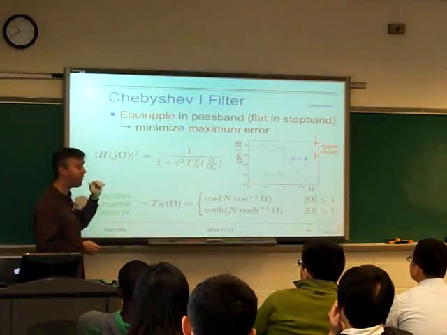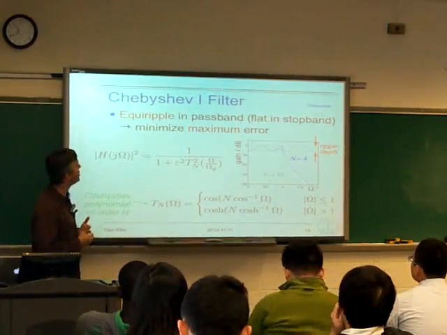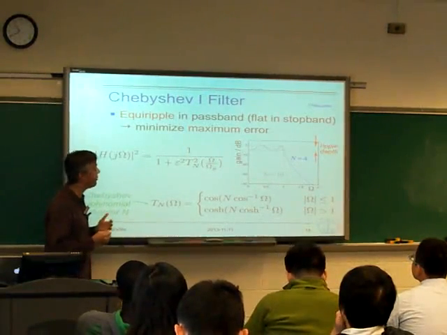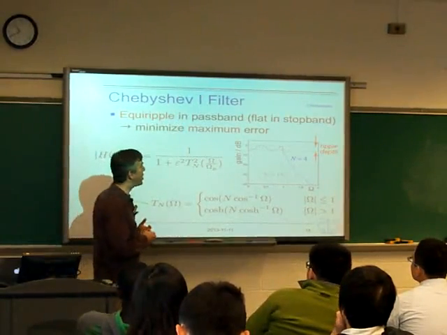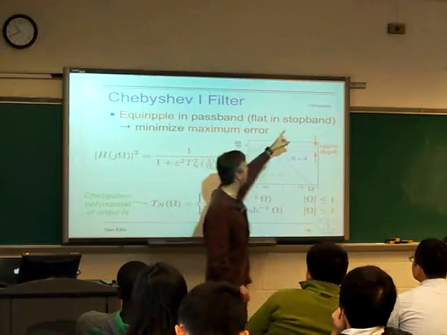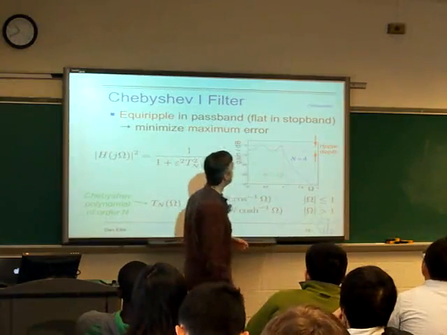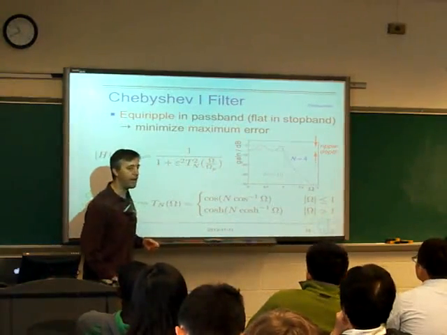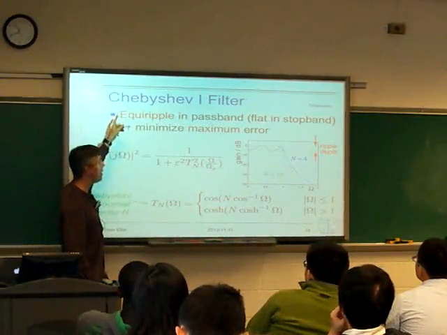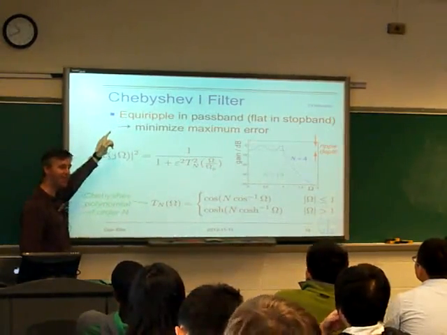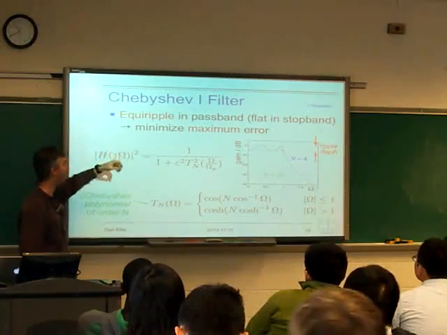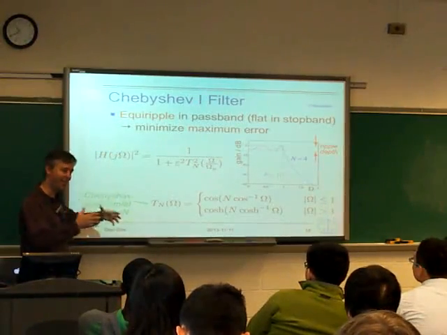Here we're going to have ripples in the pass band, and this is the Chebyshev 1 filter. Chebyshev was a Russian mathematician in the 19th century. This is his name in Cyrillic. Because of that, we can't quite figure out how to spell it in English, and this is how we do it now. But originally, it was spelled with a T in front.